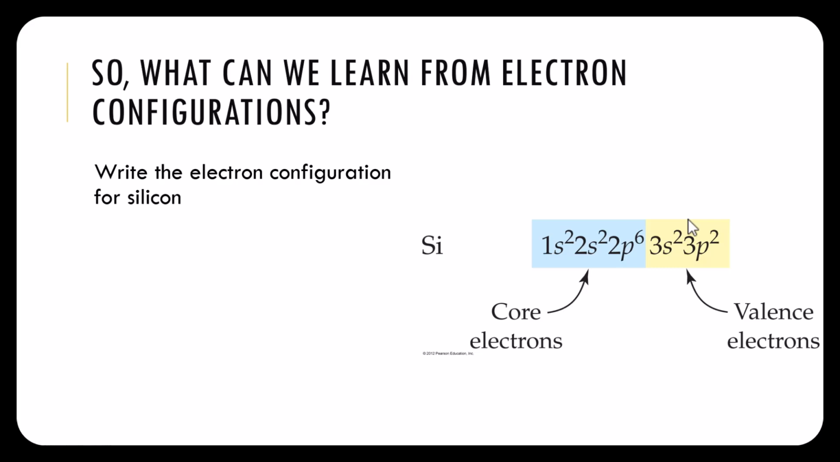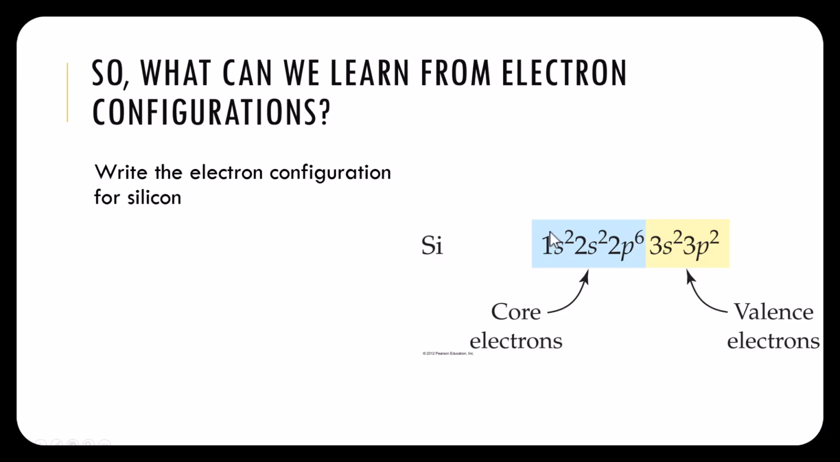Why are we so interested in valence electrons? Well, they are the only electrons that are available to bond. They're the only electrons that are available to bond. So in the silicon, for example, I've got 1, 2, 3, 4 electrons in that third energy level. So that means we've got 4 electrons that are available to create a bond with somebody else.